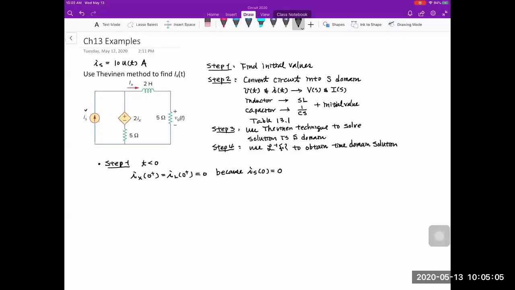And because this is 0, you simply change all these components into the S domain without adding any of the initial value. So this is an easy one for this case. Then I simply modify my circuit into an S domain.